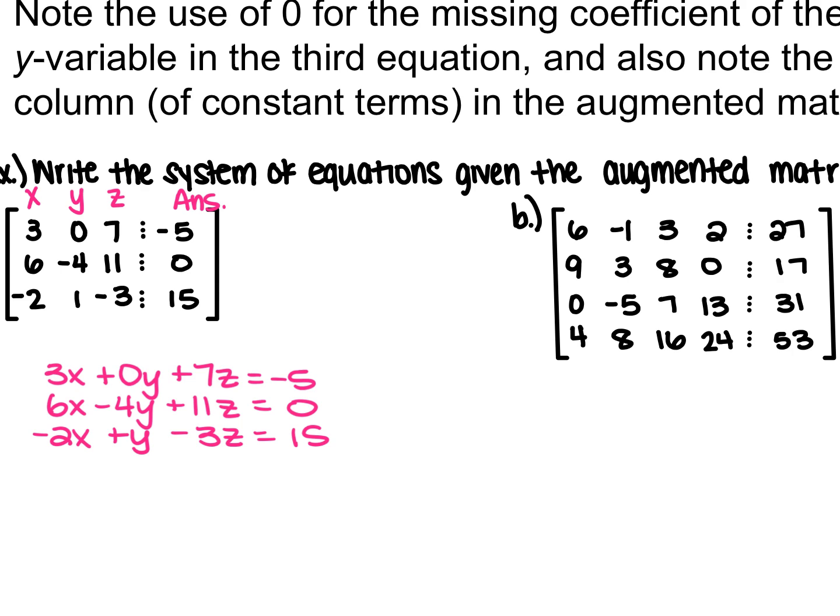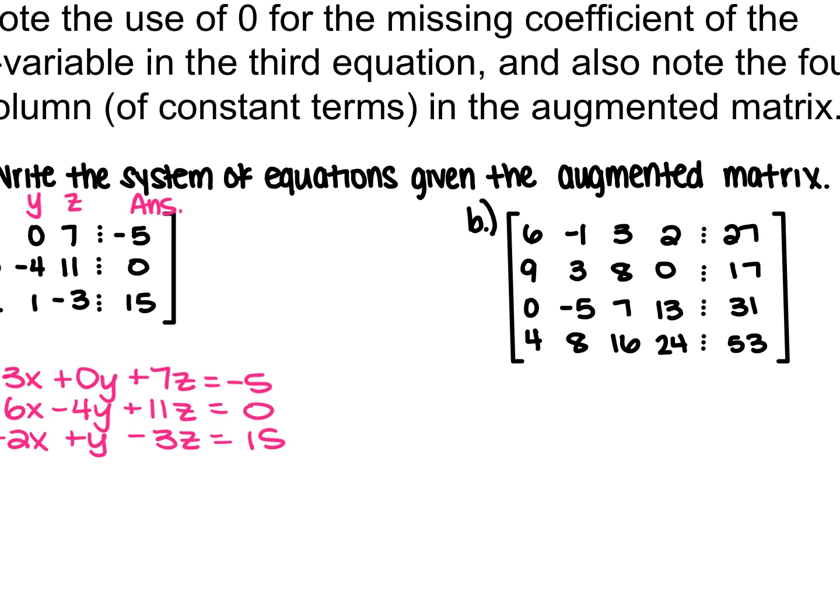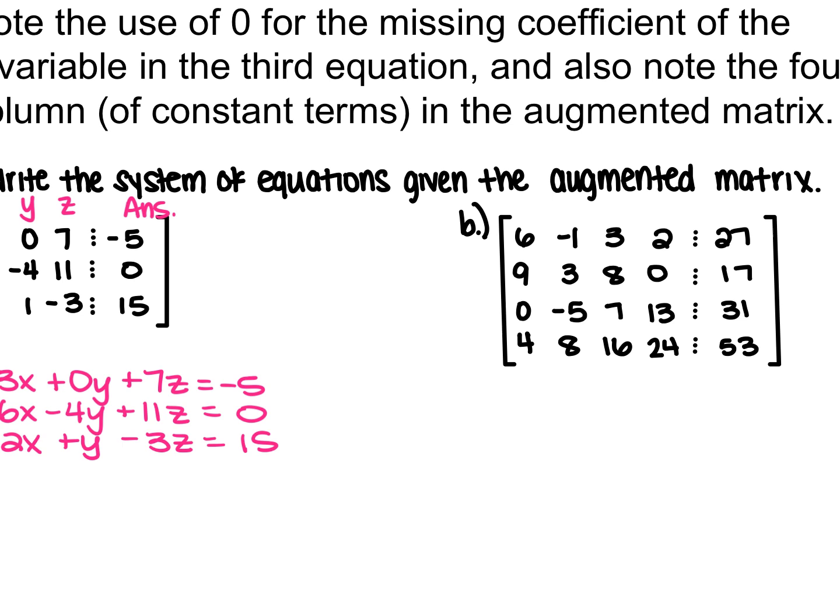In example B, we have the matrix negative 6, 1, 3, 2 with the answer of 27, 9, 3, 8, 0 with the answer of 17, 0, negative 5, 7, 13 with the answer of 31, and 4, 8, 16, 24 with the answer of 53. Now we have 4 variable terms here. So instead of using x, y, and z, I'm going to use a, b, c, and d. So that way I have 4 consistent letters that I'm working with.